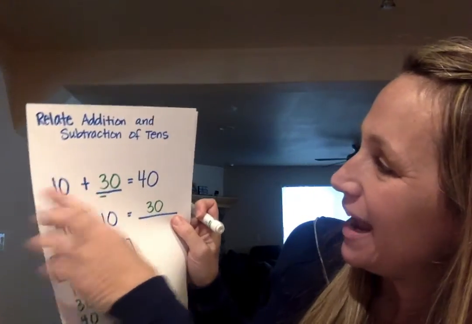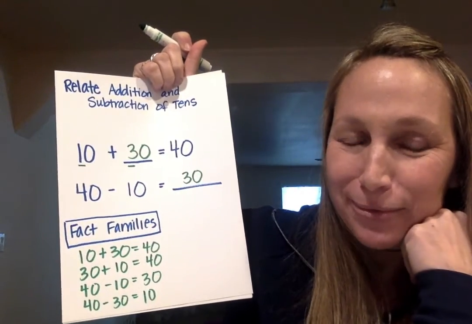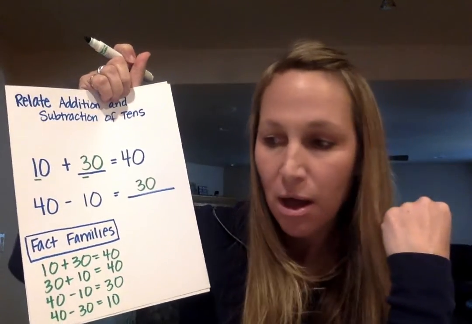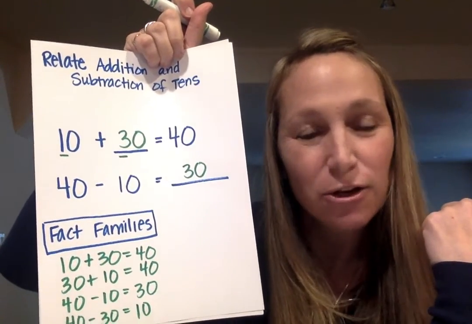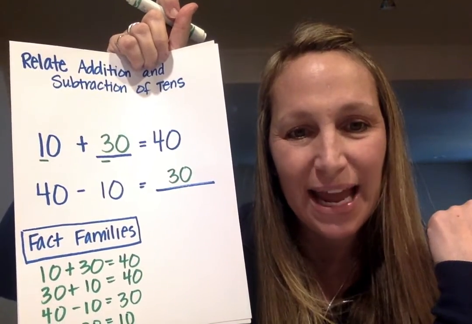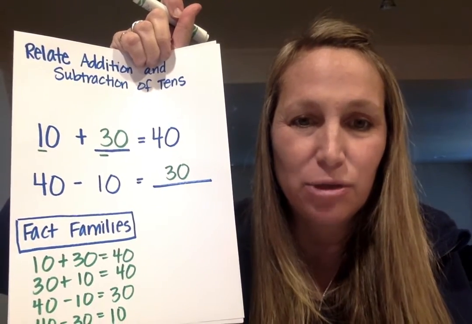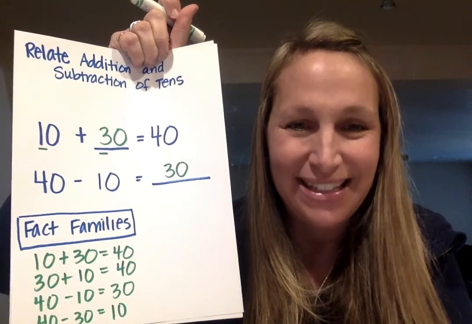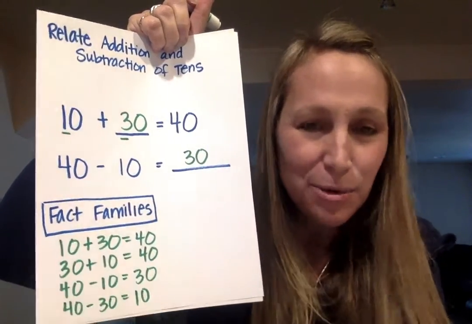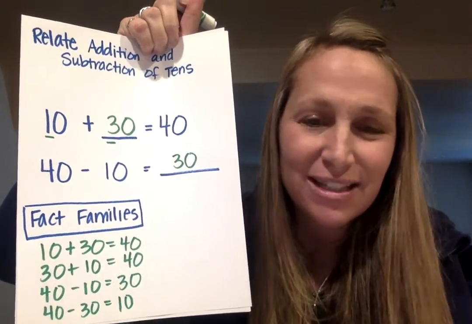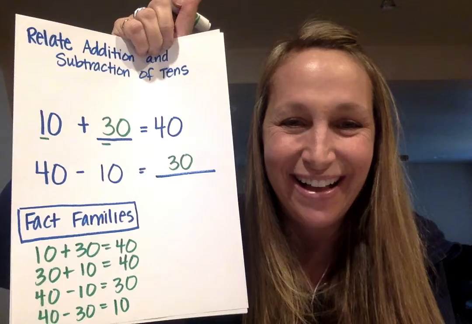So we can relate addition and subtraction of tens just like we relate addition and subtraction of any numbers. So it's the same type of thing. You're just working with the same concept that you've been working with when we started subtracting tens and practicing counting backwards by tens. But I want to point out that you can make it into a fact family just like we've done all along with regular addition and subtraction.